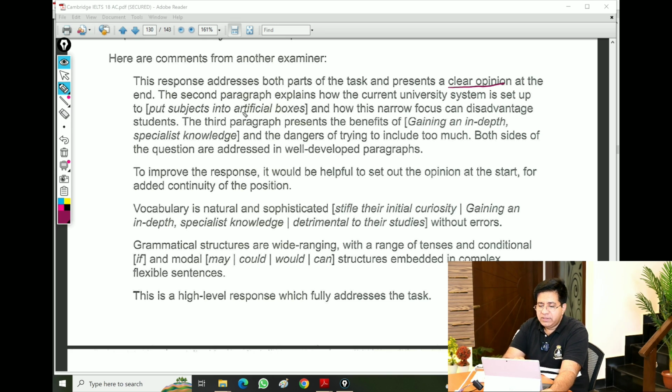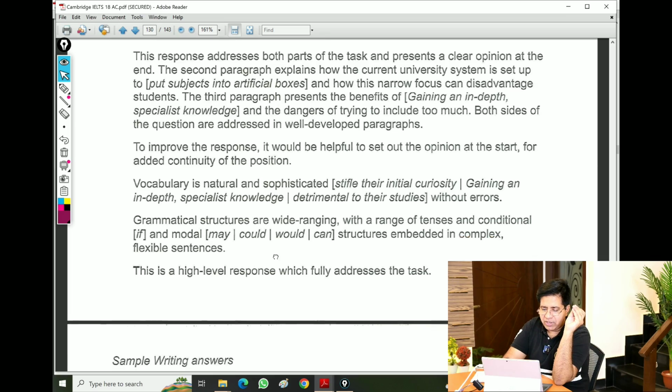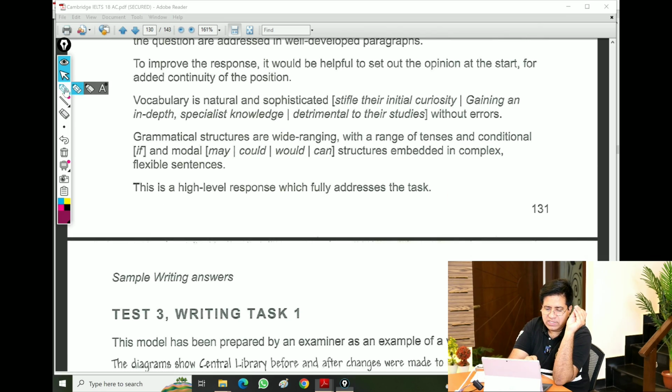At the end, the second paragraph explains how the current university system is set up to put subjects into artificial boxes and how this narrow focus can disadvantage students. The third paragraph presents the benefits of gaining an in-depth specialist knowledge and the dangers of trying to include too much. Both sides of the question are addressed in well-developed paragraphs. That's what they want for band score 7, 8, 9. Paragraphs must be well-developed, okay? Ideas must be well-developed, okay? So, now, what is it that they have to do?